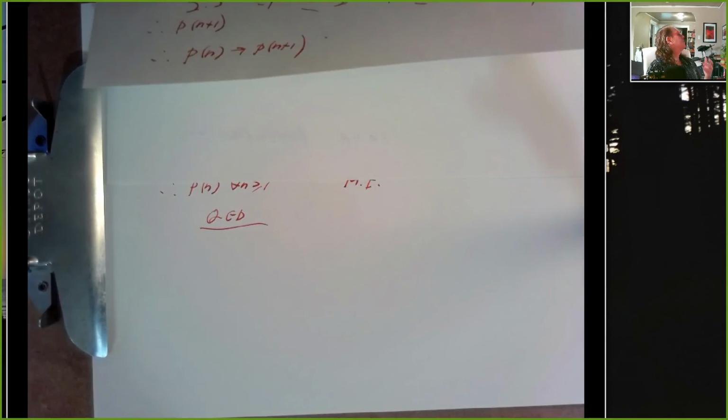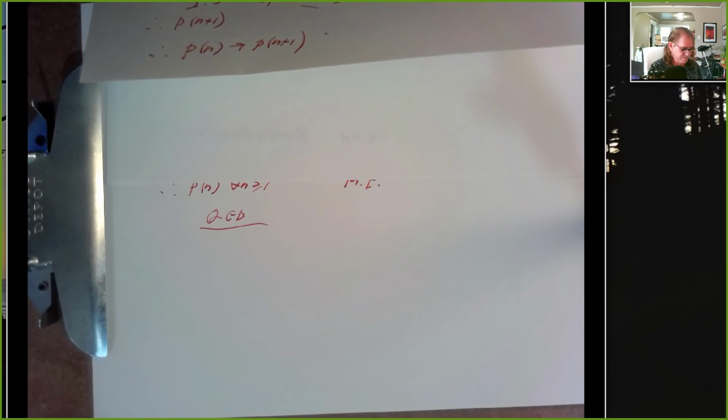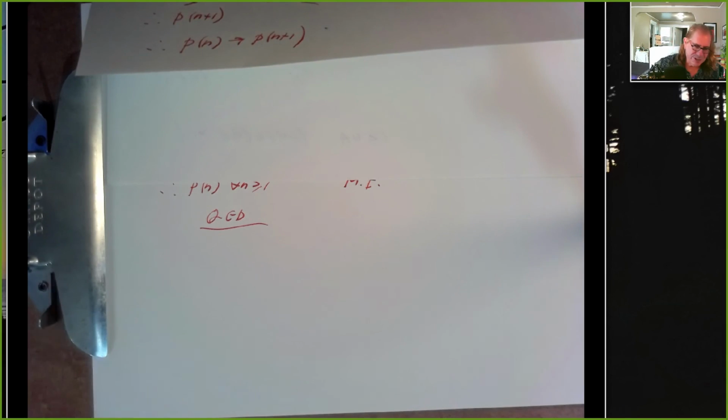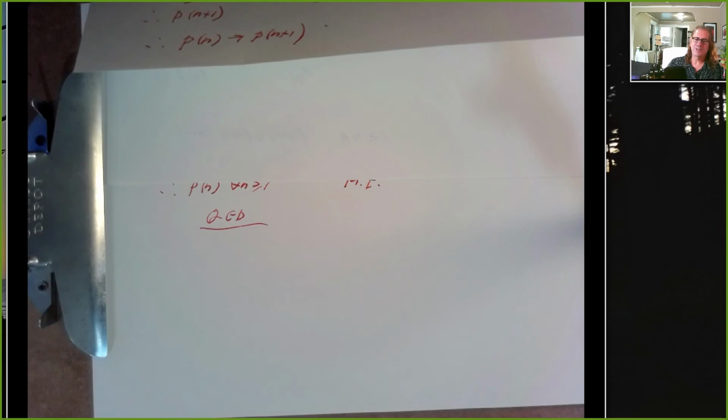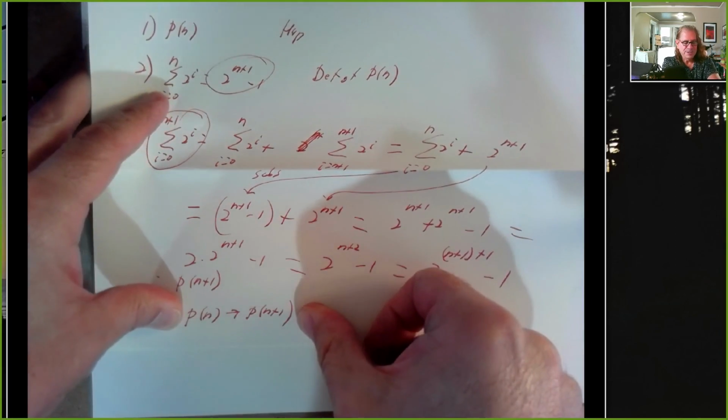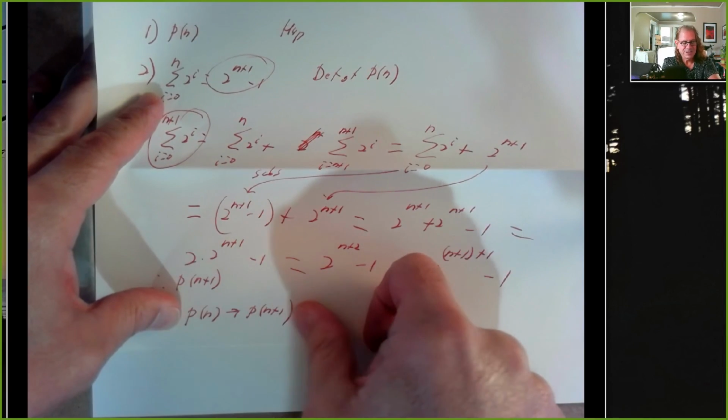Alright, so this is what most of our inductive proofs will feel like. It's stating what you're told, and then finding a way to turn it into part of what you're trying to show, which is P of n plus 1, and then using logic, algebra, things like that, to somehow turn that into a formal statement of P of n plus 1, so that we can show this implication.